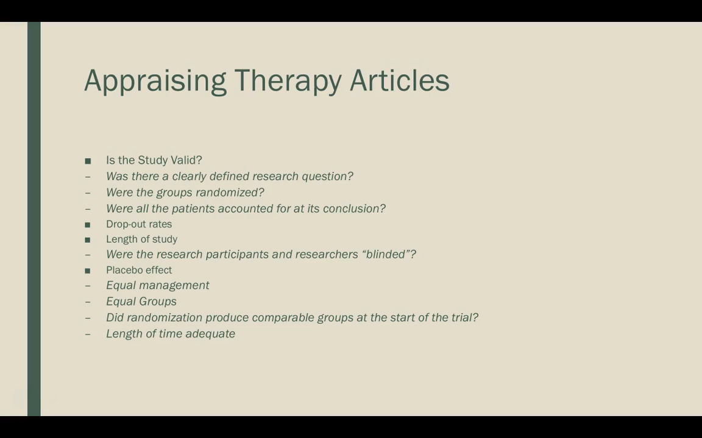Were the study or the groups managed the same? Again, those strict protocols that we talked about. Are there equal groups? Did randomization produce comparable groups at the start of the trial? So randomization is great, but if even randomly we end up with all females in one group and mainly males in the other group, they're maybe not the same. And so then any comparison, how do we make comparisons? Was the length of time adequate? We talked about that. Like, was the follow-up okay? Were we studying points of interest that a real clinician would have in these cases?